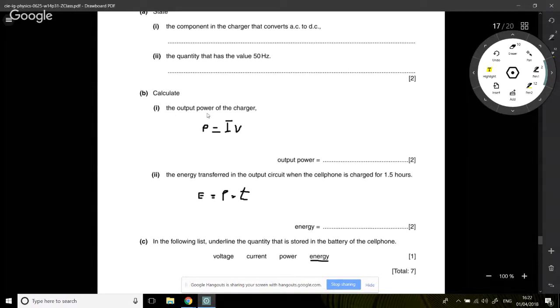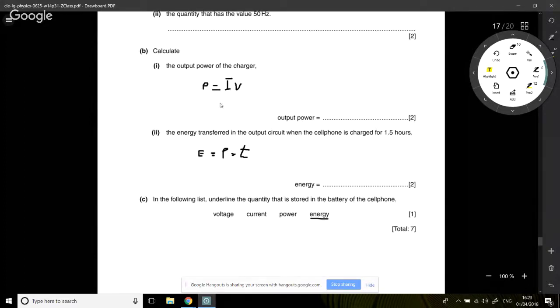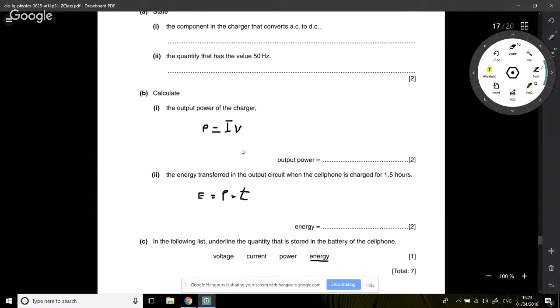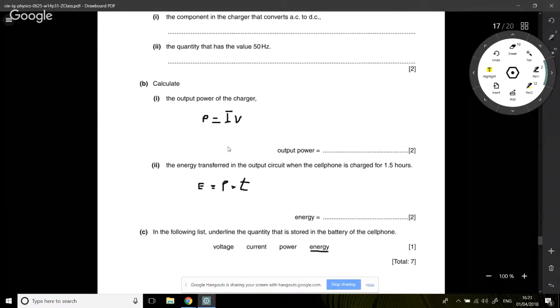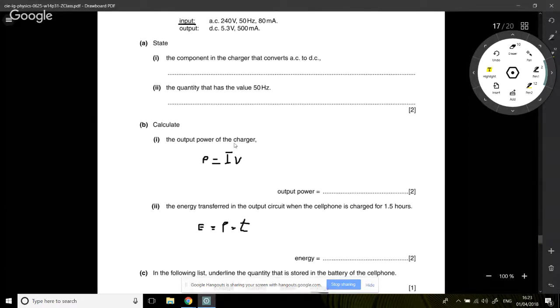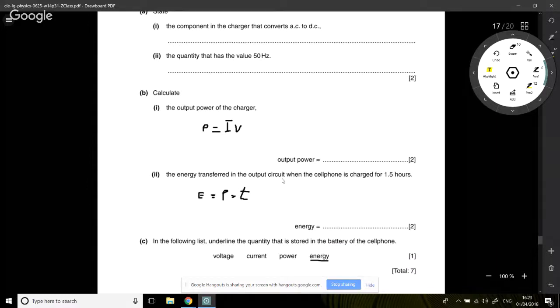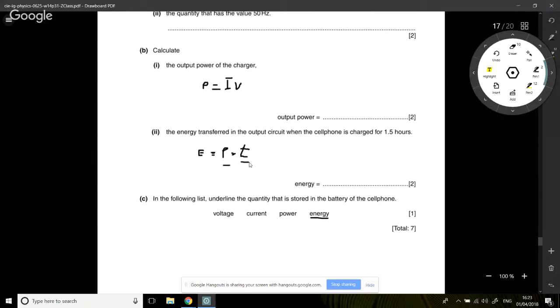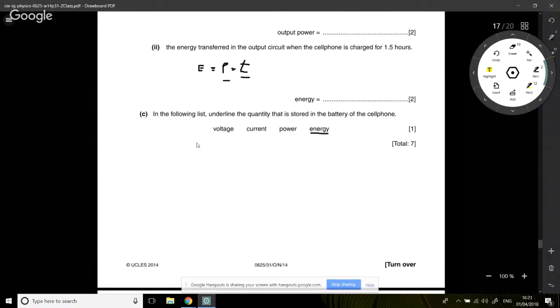All right, calculate the output power of the charger. So we just say, well, the output power is current times voltage. It's quite simple, just multiply the two together. Then it says the energy transferred in the input circuit when the cell phone is charged for about 1.5 hours. So you just take the power and multiply it by the time, and just make sure that you convert hours into seconds.